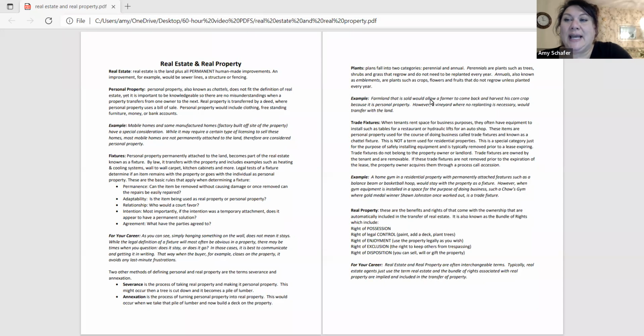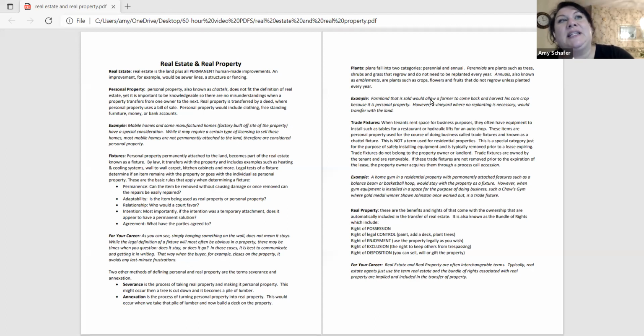So we were discussing land and all of its characteristics in the last chapter. Now you've been reading about real estate and real property. And this is where it gets good. This is where it gets real, right? The reality of real estate. Real estate is land plus the permanent human-made improvements. So we're adding a fence, sewer lines, a structure, such as a building or a house, or maybe even fencing.